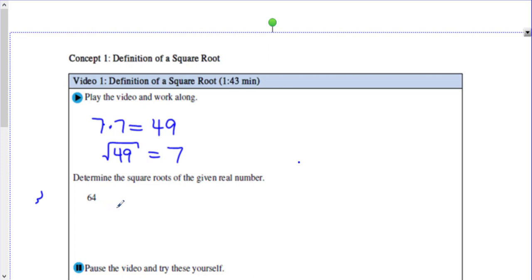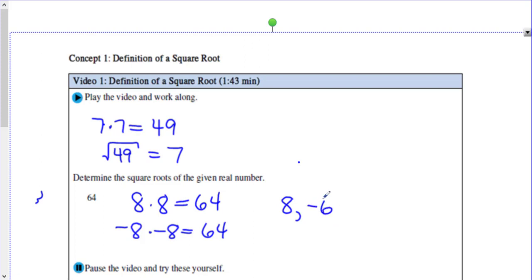So determine the square roots of a given number. If I just give you a 64 and I don't give you the square root symbol, I'm just looking for the square roots. Well, we could take 8 times 8 and get 64. But we could also take negative 8 times negative 8 and get a positive 64. So the square roots of 64 would be 8 and negative 8.